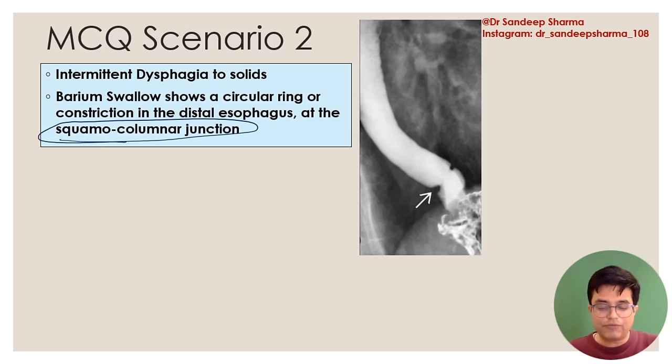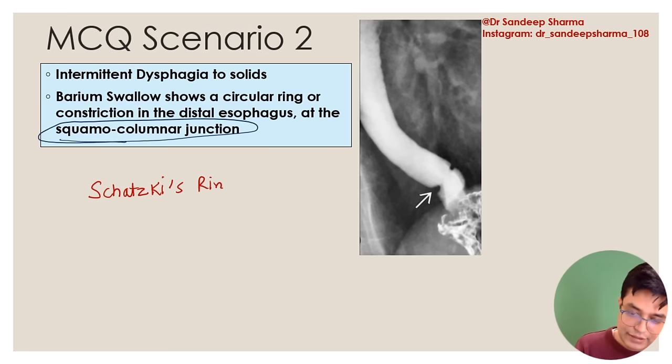For this type of ring-like narrowing, they will always mention a question along with the photograph, or they will simply give a photograph like this. This is the so-called Schatzky's ring. So what is the likely diagnosis here? The likely diagnosis here is Schatzky's ring.